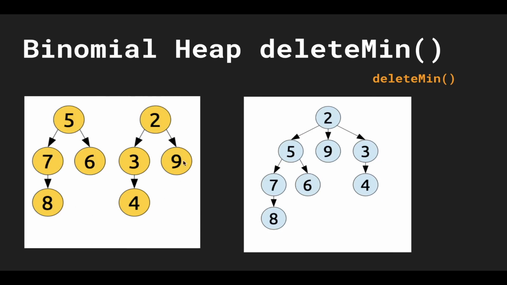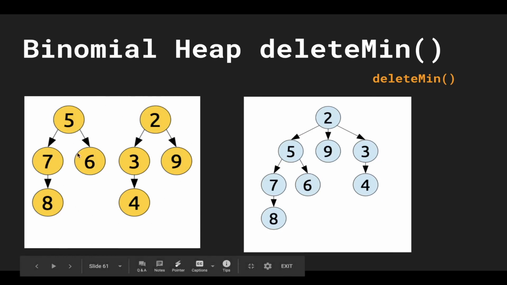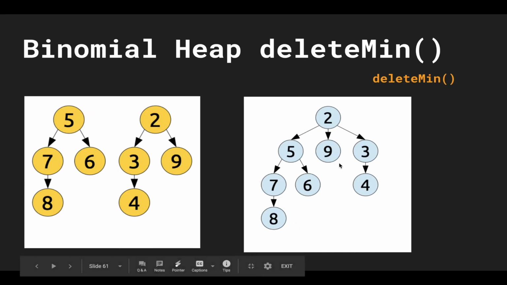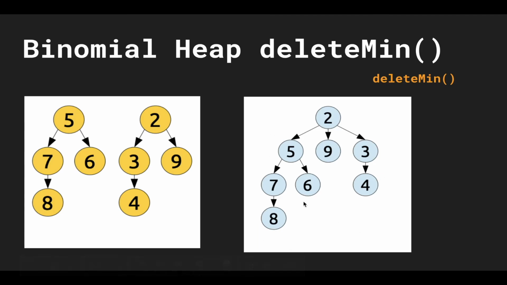We now see that we have 2 trees of degree 2. We'll link them together, make 5 the child of 2 because 2 is less than 5, and this is the new tree created with degree 3, and our heap is just 1 tree for now. So this is the final state of the tree, and this is the result of deleting 1.